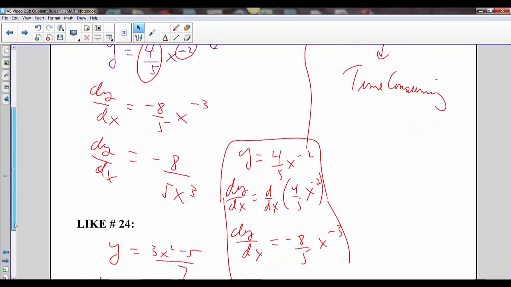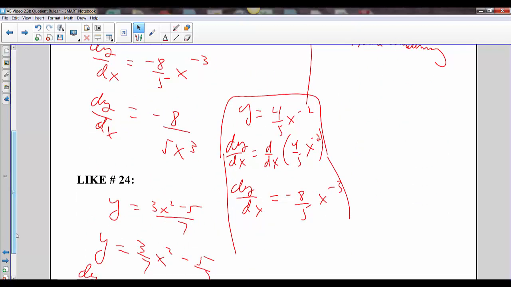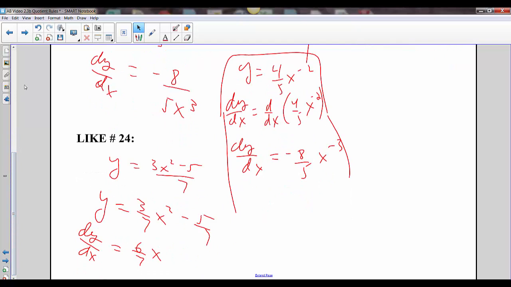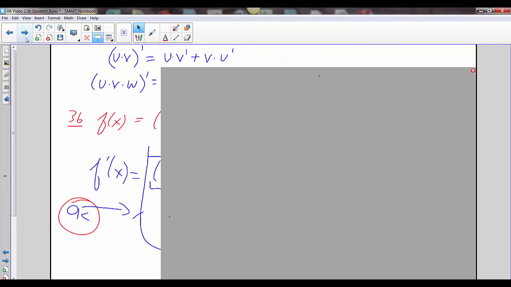Okay. Now, I don't know why this is here, but it is. Here's another one. Again, split it up and then find the derivative.